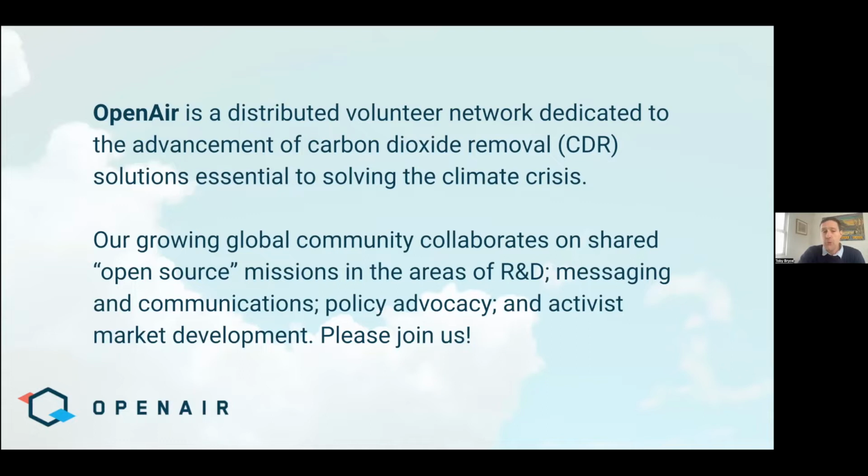Quick background on Open Air. If you are not familiar with us, we're a distributed volunteer network dedicated to the advancement of carbon removal solutions that are essential to solving the climate crisis. We're a global community, and we work together on shared open source missions, member-driven in the areas of research and development, messaging and communications, policy advocacy, and activist market development.